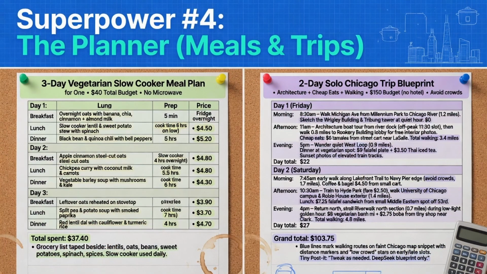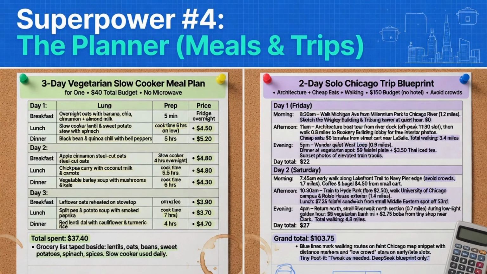Superpower number 4. The planner. Meals and trips. From what's for dinner to where should I go next weekend? DeepSeek can build plans. Meal planning example. Create a 3-day meal plan for one person.